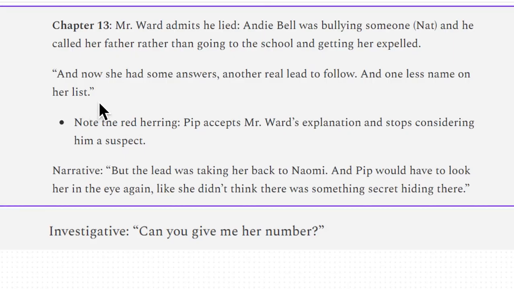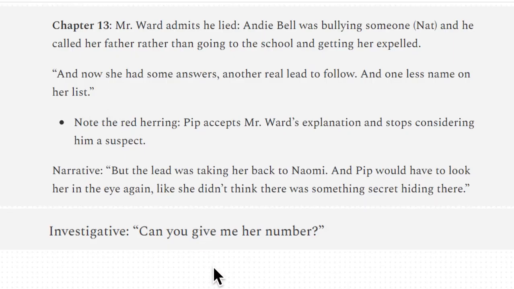This is not the last line, but it's important because it is another red herring. Pip accepts Mr. Ward's explanation and stops considering him as a suspect.